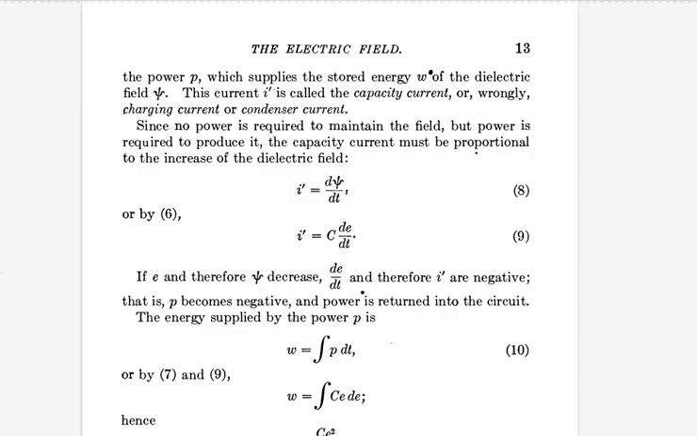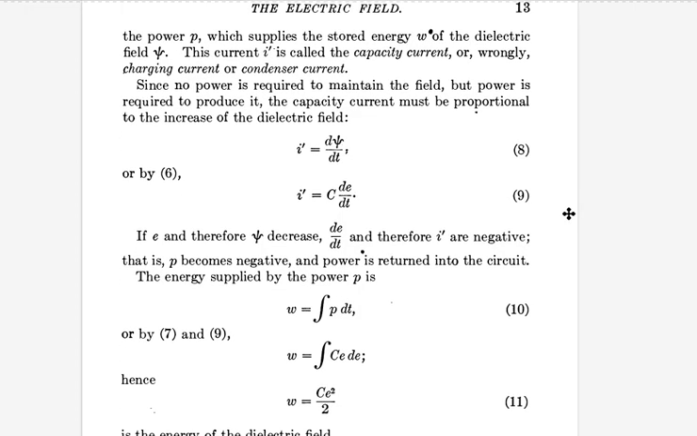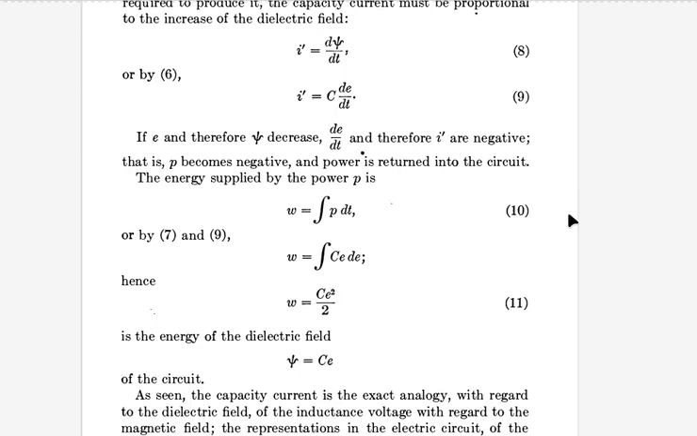This current I prime is called the capacity current, or, wrongly, charging current or condenser current. Since no power is required to maintain the field, but power is required to produce it, the capacity current must be proportional to the increase of the dielectric field. I prime equals d psi/dt, or by equation 6, I prime equals C dE/dt. If E and therefore psi decrease, dE/dt and therefore I prime are negative, that is, P becomes negative, and power is returned into the circuit.